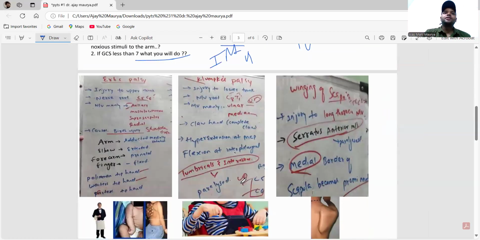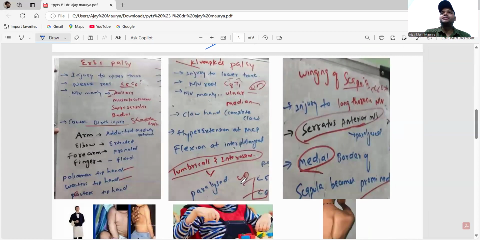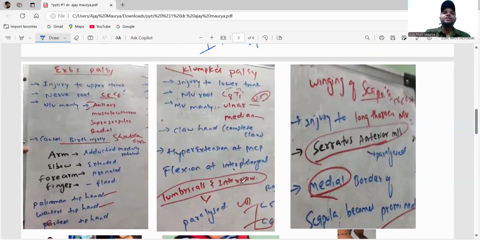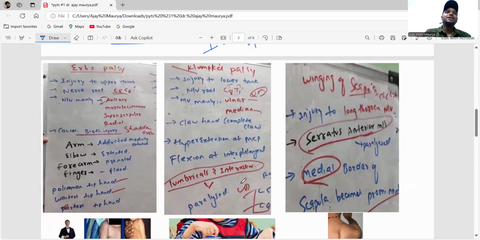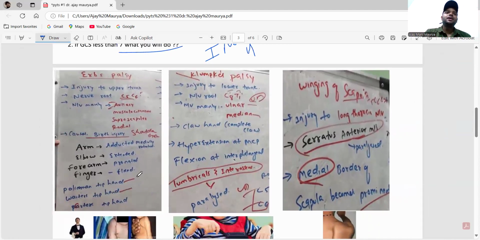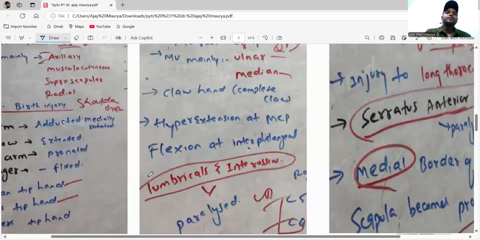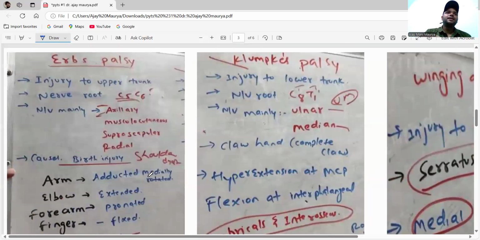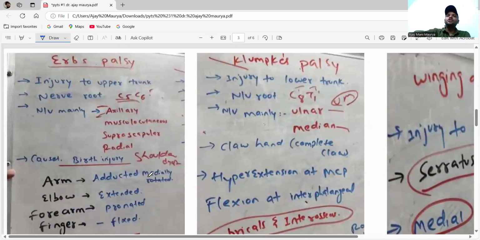Next one is the brachial plexus defects. The first one is Erb's palsy. This is the injury to the upper trunk of the brachial plexus. The nerve root is C5, C6.